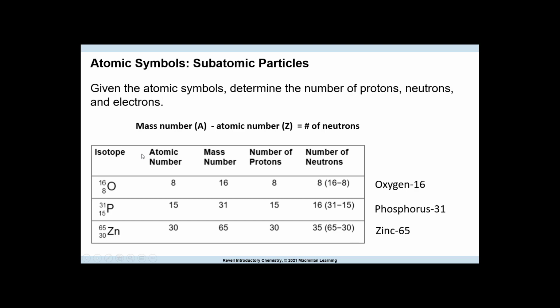Okay, so if we have an atomic number of 8, which is here, and our mass number is 16, that must mean that our protons are 8. So how do we get neutrons? Very simple. We subtract 16 minus 8. It gives us the number of neutrons right here.